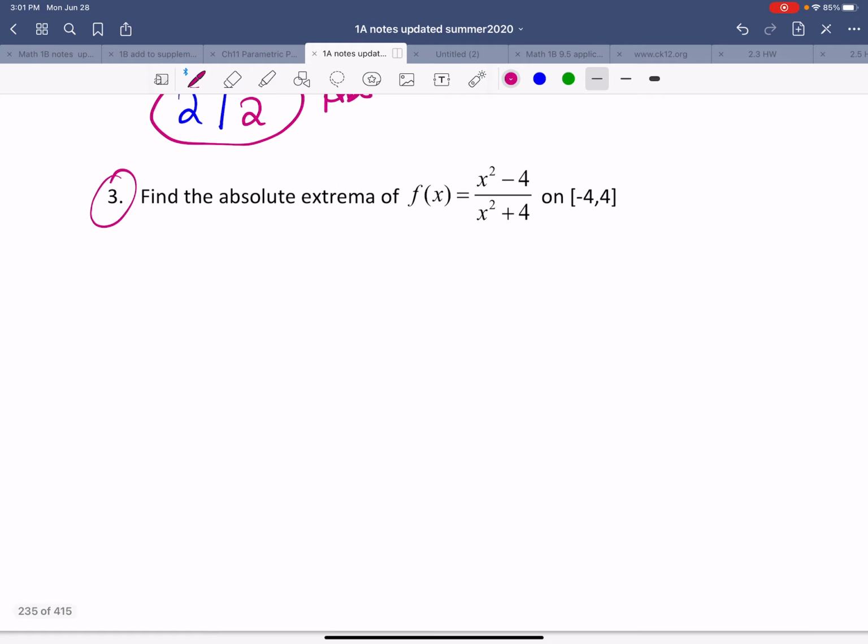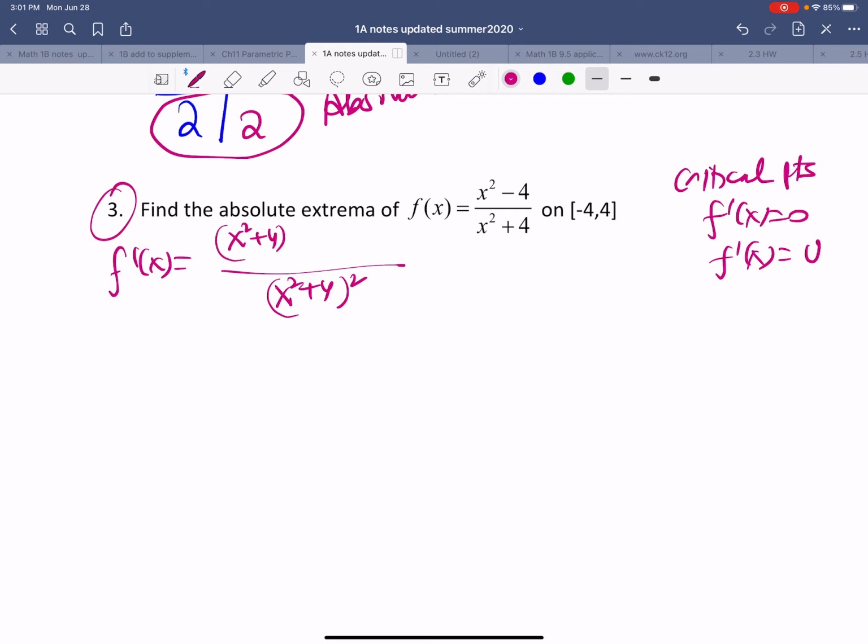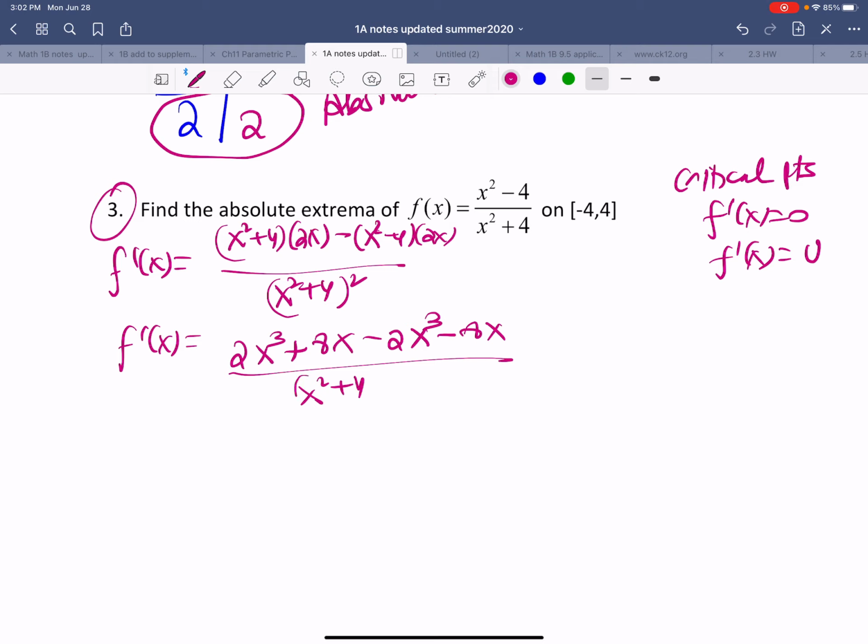Okay. Find the absolute extrema of f of x equals (x squared minus 4) over (x squared plus 4) on the interval -4 to 4. Okay, so first of all, I need to find f prime of x, and then critical points are the points where either f prime of x is 0 or f prime of x is undefined. So I have to use the quotient rule here: (x squared plus 4) times the derivative of the numerator, which is 2x, minus (x squared minus 4) times the derivative of the denominator, which is 2x, over (x squared plus 4) squared. f prime of x turns out to be 2x cubed plus 8x minus 2x cubed plus 8x over (x squared plus 4) to the second power.